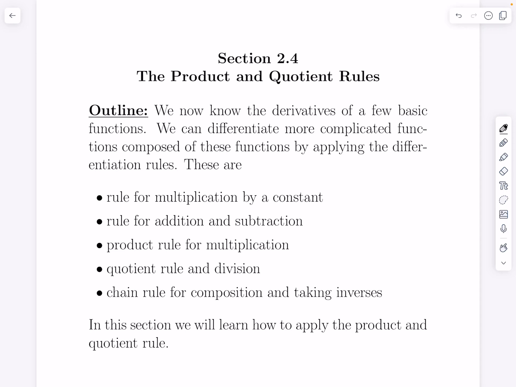So far we know how to differentiate basic functions, and we can differentiate more complicated functions composed of those by applying the differentiation rules. And so far we have the rule for multiplication by a constant and the rule for addition and subtraction. And today we'll start with the product rule and the quotient rule.